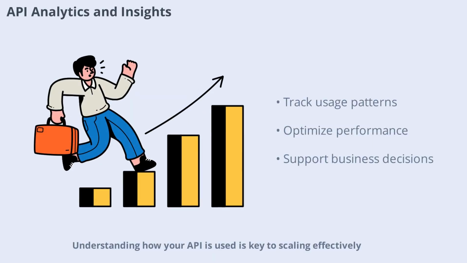Understanding how your API is used is key to scaling effectively. API analytics tools track usage patterns, popular endpoints, and error rates. These insights help you optimize performance, plan capacity, and identify areas for improvement. Analytics also support business decisions by revealing how your API contributes to product growth and user engagement.